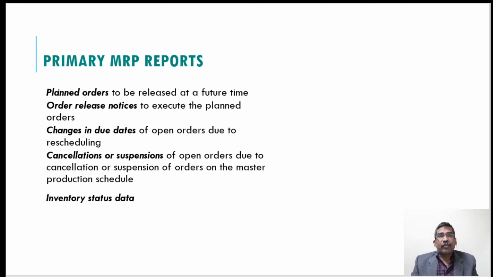Now the primary MRP reports. These are the planned orders to be released at a future time. This is just like an output of the MRP system. Order release notices to execute the planned orders. Then changes in due dates of open orders due to rescheduling. Cancellation or suspension of open orders due to cancellation or suspension of open orders on the master production schedule. And then inventory status data. So these are the primary MRP reports which are produced from the MRP system.